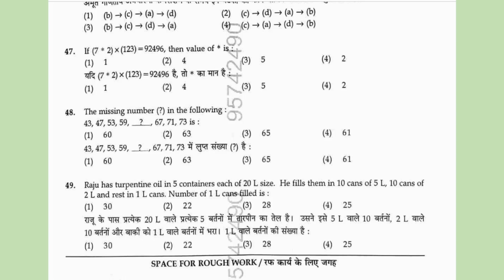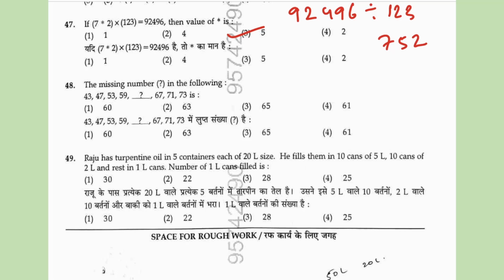So there's a number 5-2 multiplied by 123 is this number. So what is this? We basically have to take 92496 and divide it by 123, and the answer you get is 752. So the value of that star is 5. So I'm not doing this because this is just a basic calculation sum.